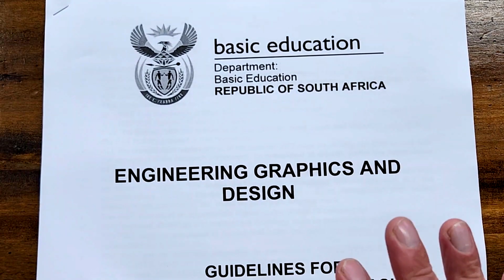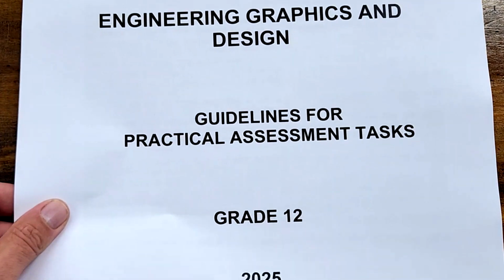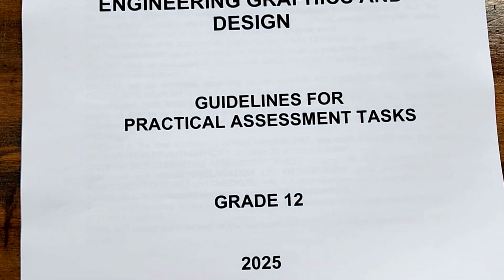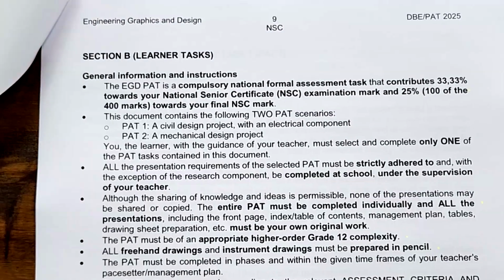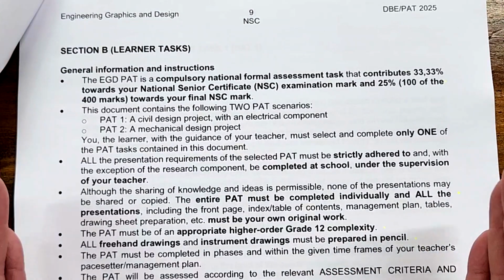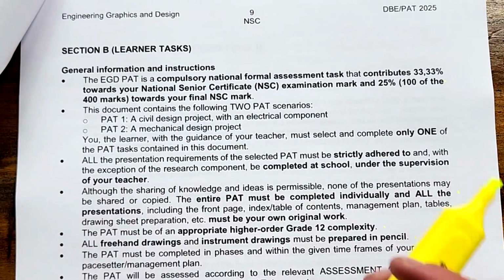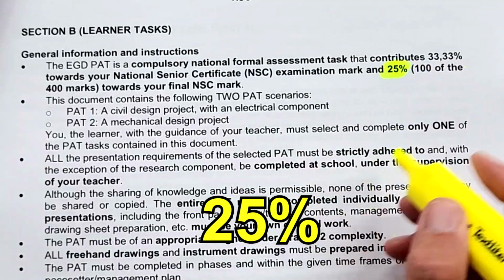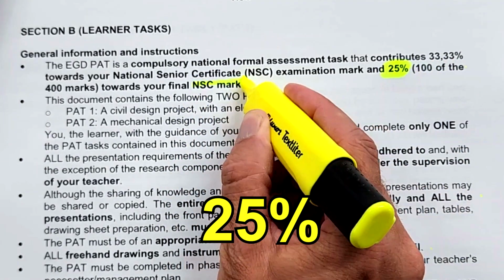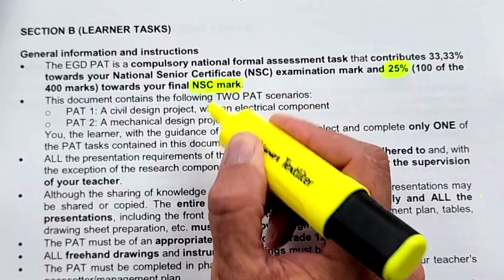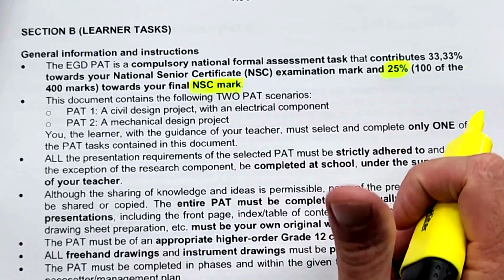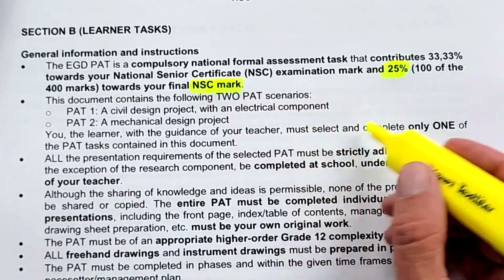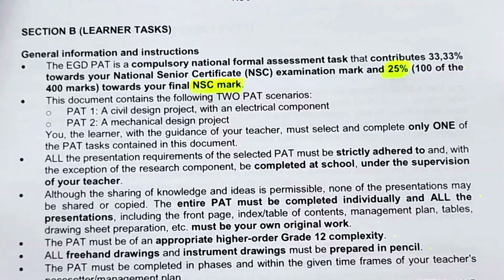This here is the Engineering Graphics and Design PAT document, the official guideline. It is available as a download in the description. I'm going to quickly run you through the couple of important parts here. This actual PAT is going to make up 25% of your total NSC marks. So people, it really is important. This 25, plus the school-based assessment, plus paper 1 and paper 2 makes up your 400 marks for the certificate.